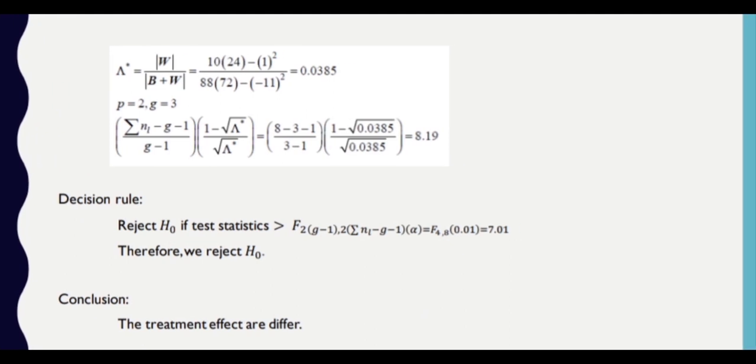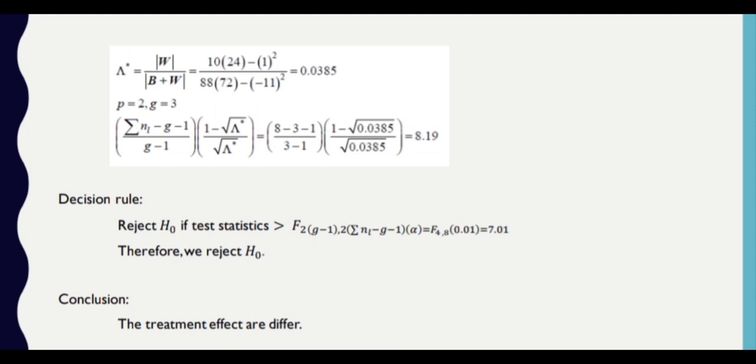Okay, apply the formula because we have all of this. Lambda tadi dah ada, you dah tahu summation of n, total of all the sample size. So you get 8.19 and compare with the distribution of F here. You akan dapat 7.01. Okay, because test statistic 8.19 more than critical value 7.01, so we reject H0.